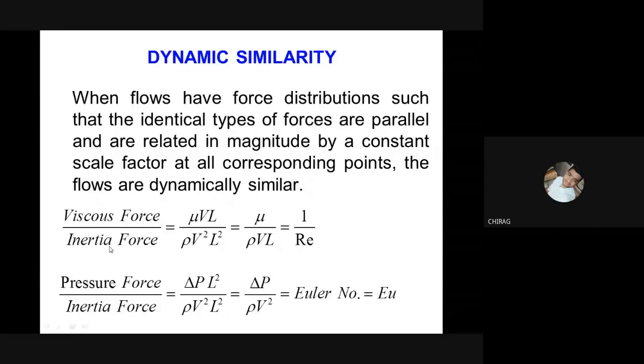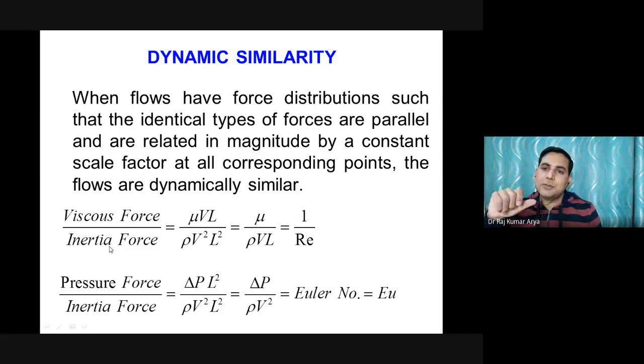Right, so you are putting some external force. The external force is creating some inertia, or that force can be provided with the help of some pressure. So you are calculating numbers based on the inertial force as a reference. The fluid has some viscosity. If you divide the viscous force by the inertial force, you get mu upon rho V L, which is nothing but the inverse of the Reynolds number.